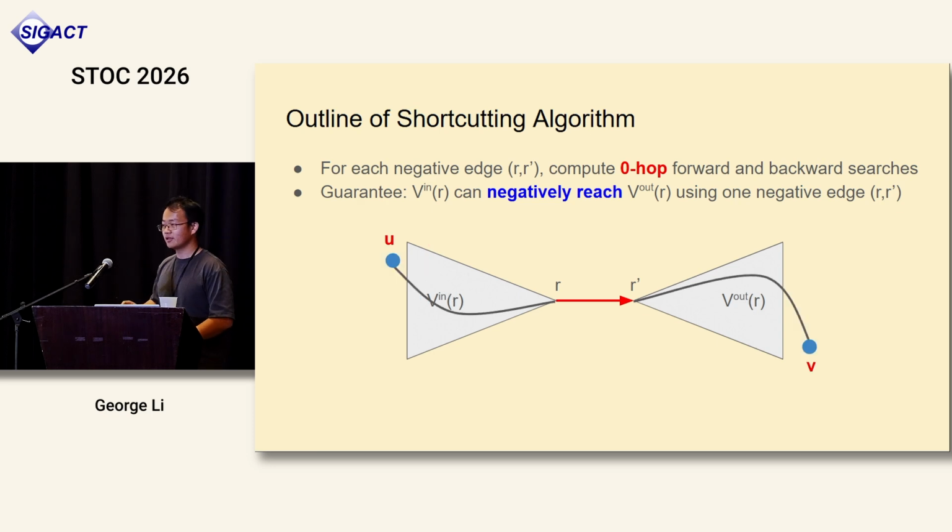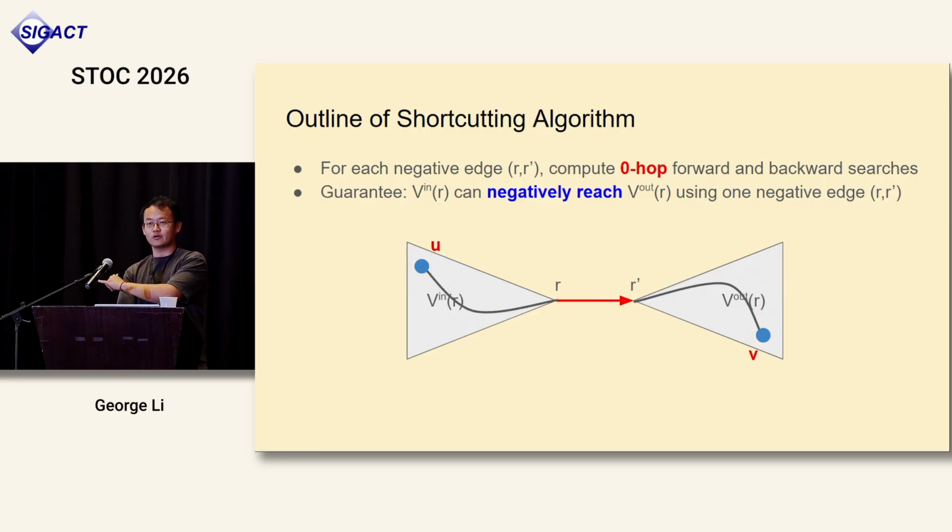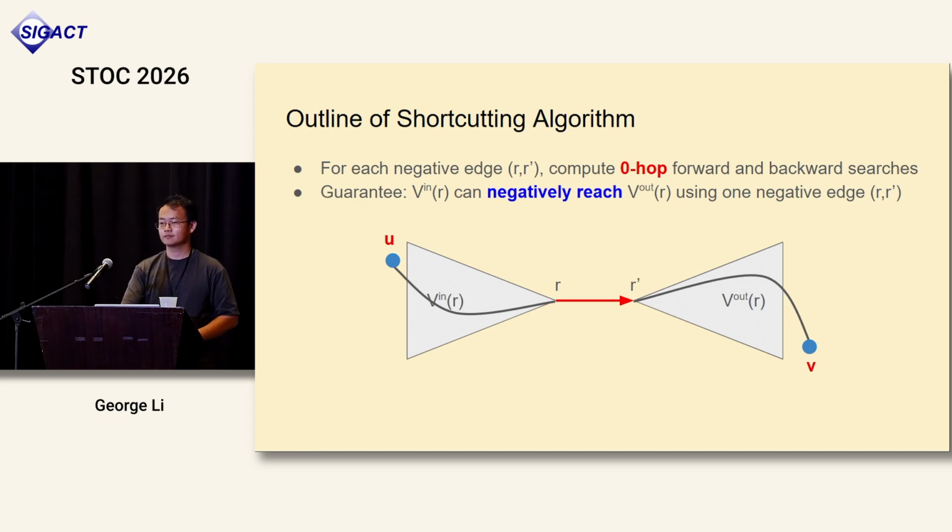And furthermore, for a vertex U outside the backward search and a vertex V outside the forward search, any path going from U that uses only 1 negative edge, R prime, and then goes to V, is guaranteed to be non-negative. Maybe let's say positive. So again, for U and V inside the searches, there's a negative path, 1 hop, 1 negative edge. For U and V outside, this path is positive. That's the guarantee that we want on these searches.